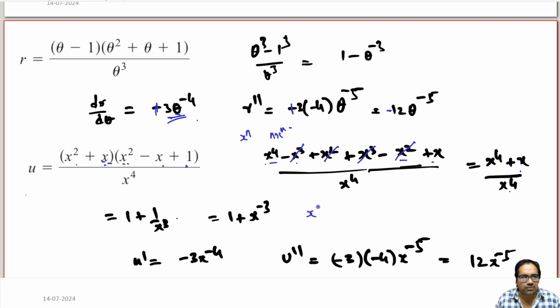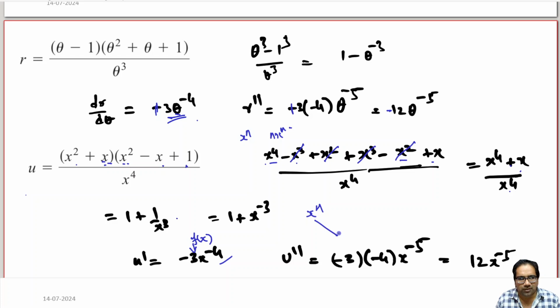This is in the form of x power n again. So differentiating this, this one will anyway become 0. So minus 3 times x power minus 3 minus 1, which is minus 3 x power minus 4. If we do one more differentiation, this itself is a function. If we call this f of x, we can still differentiate it. That is u double prime, differentiating u twice. This becomes minus 3 times, again minus 4, x power minus 4 minus 1, which is minus 5.